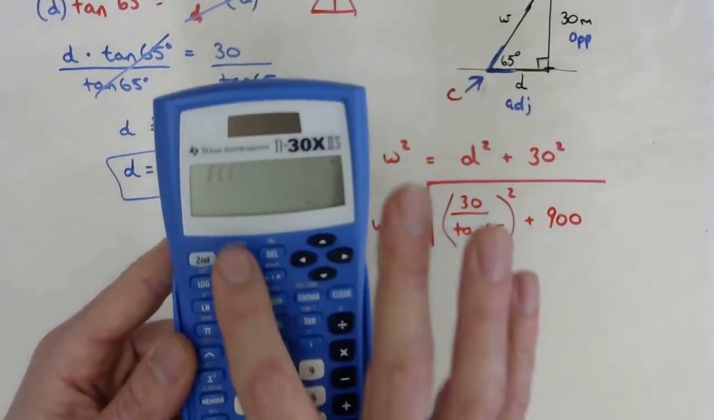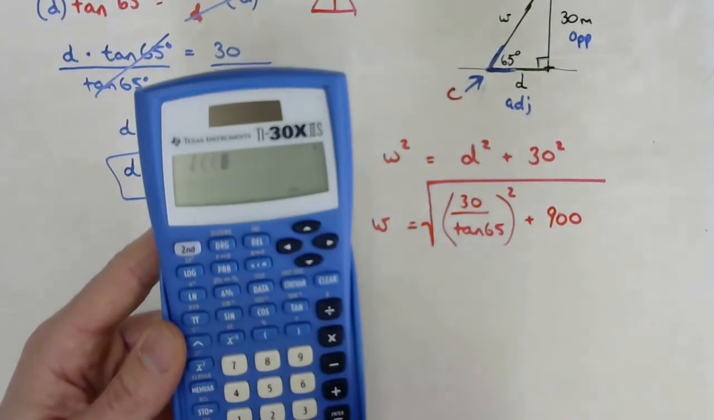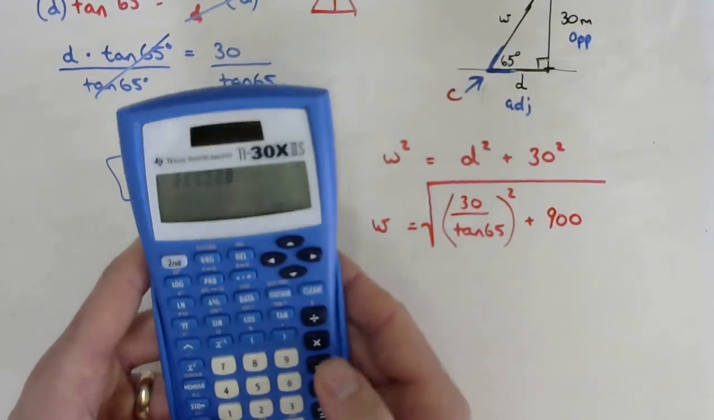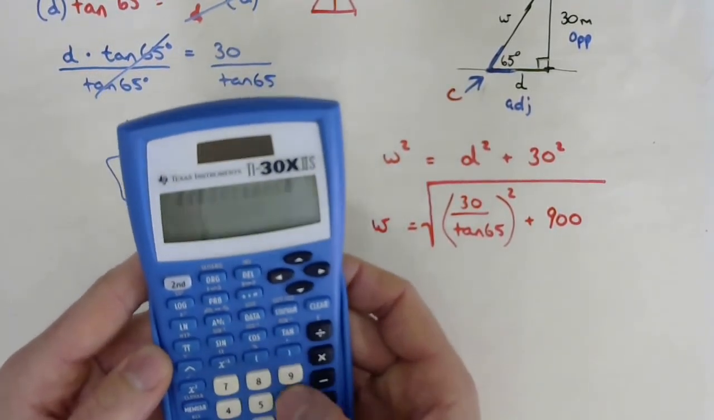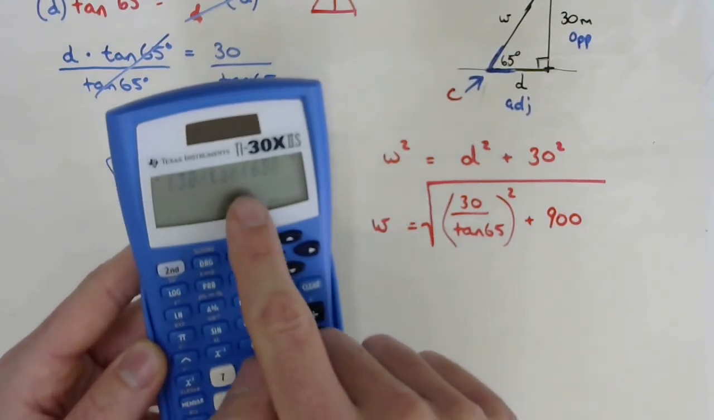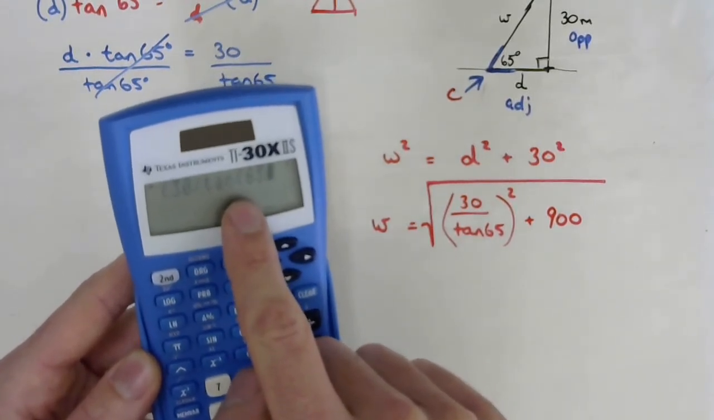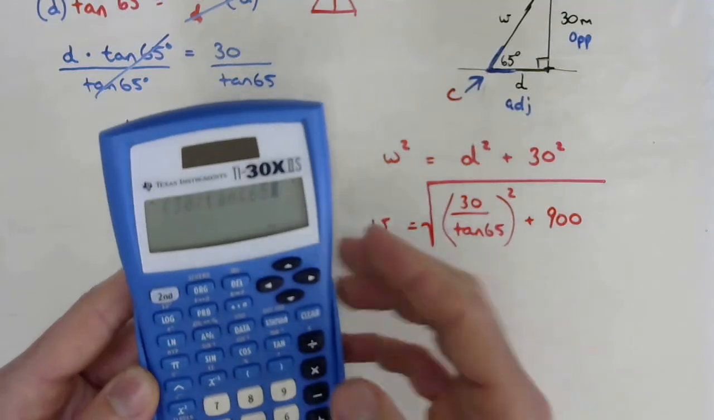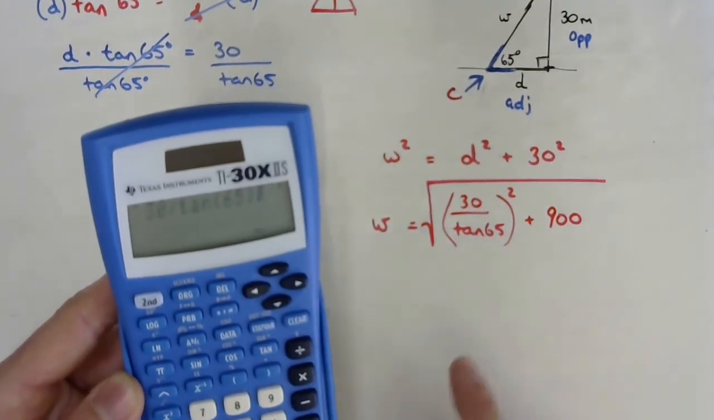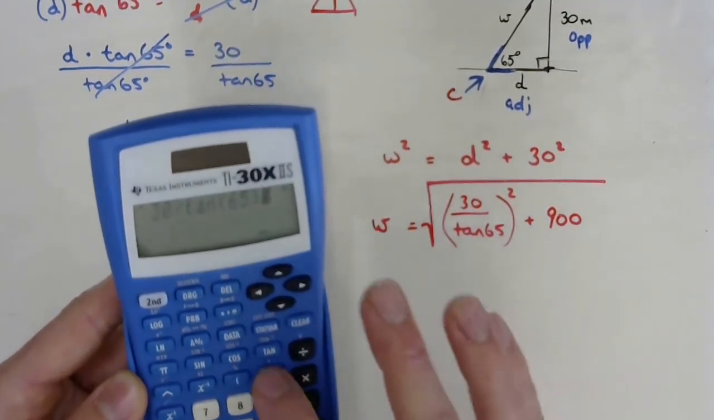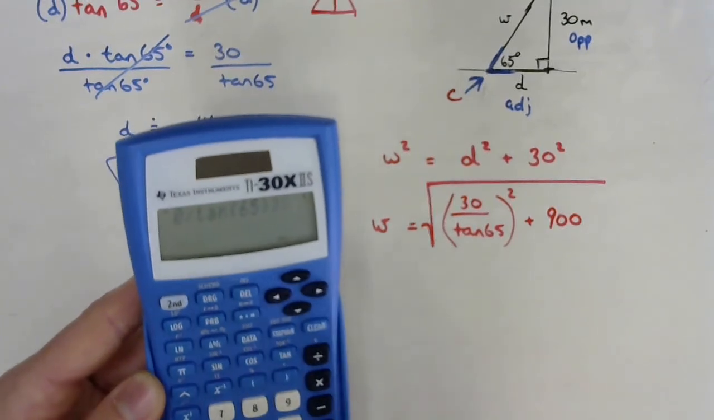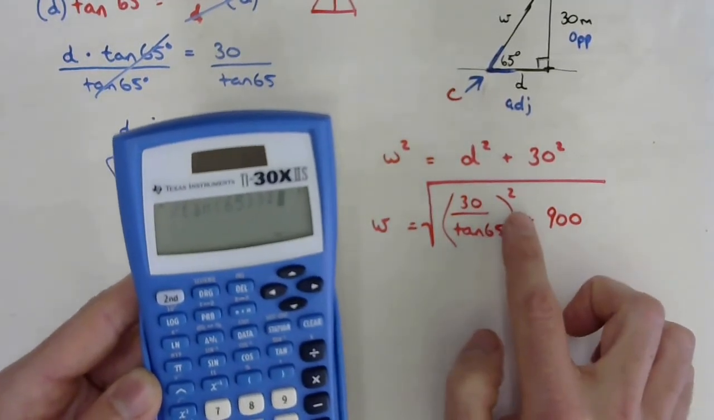Now I've got the square root symbol, bracket, bracket. I'm going to go 30 divided by the tangent of 65. Now when I hit that tangent button, look what it did. It opened another bracket. So I need to close that bracket. Then I'm done this group, so I need to close that bracket. And now I need to raise it to the power of 2.